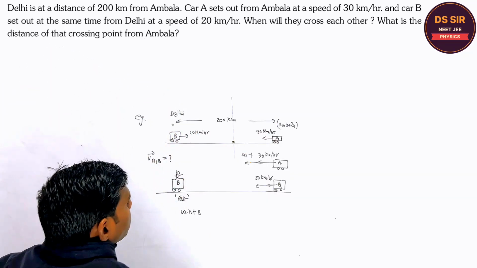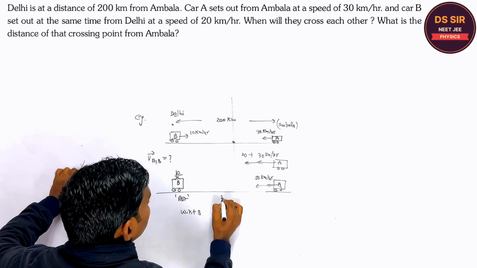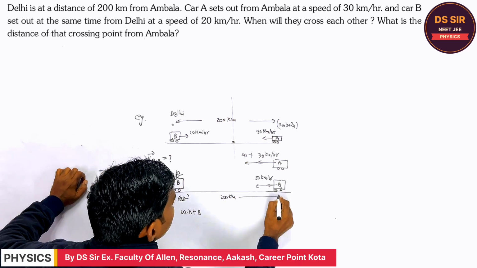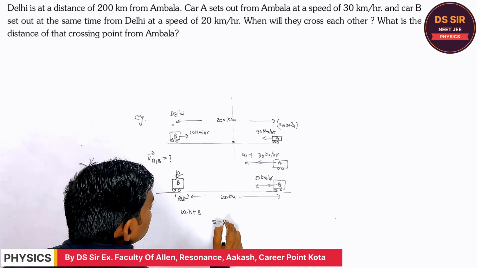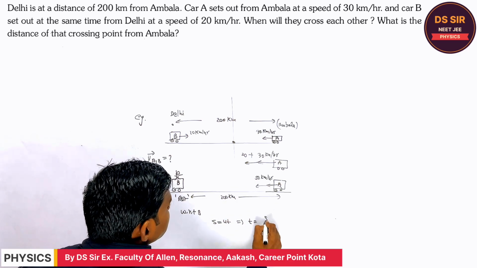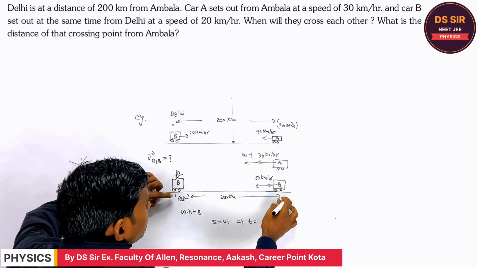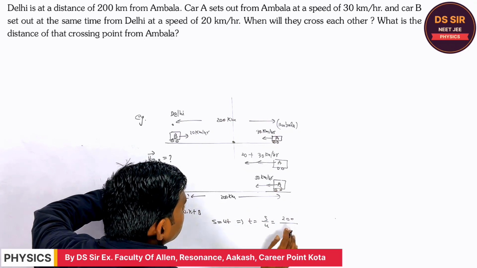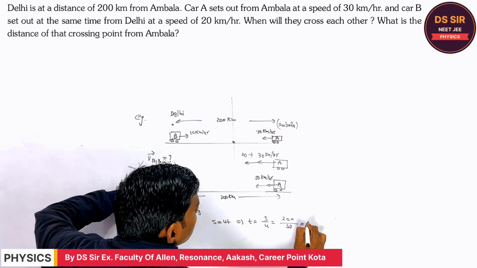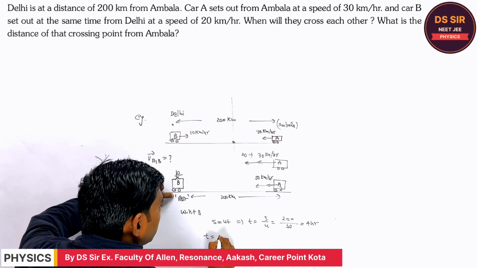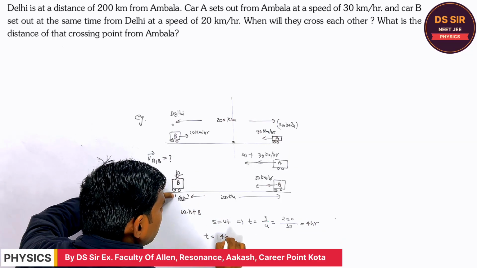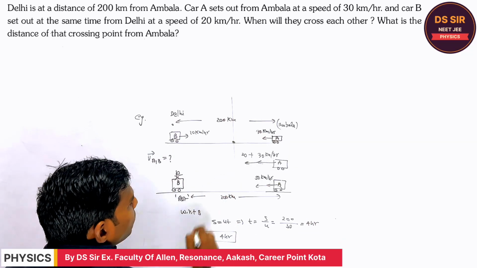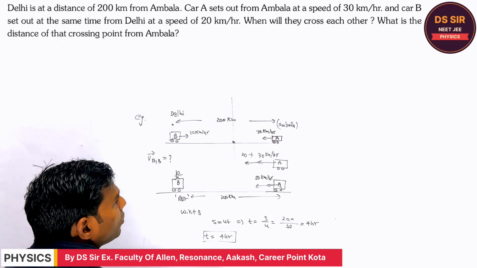So what is the time? Distance is 200 km. So S is equal to ut. Time is equal to distance upon the relative speed. The distance is 200, the relative speed is 50, so after 4 hours. So after 4 hours, they will meet somewhere. Is it clear or not?